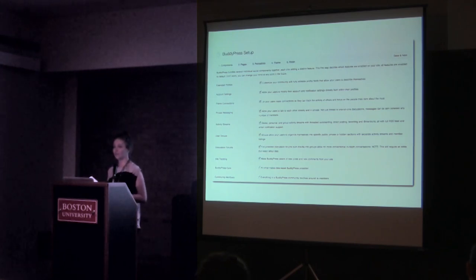Account settings. Users can set whether or not they want to receive notifications and a couple other functions within that, and they can, of course, update their username and their password. Friend connections, users can friend each other and see each other's updates in the system. Private messaging, it's like direct messaging or private messaging on Facebook. Activity streams, it's sort of like your Facebook feed where you can see what other people are up to and what's happening in your various groups that you're involved with.